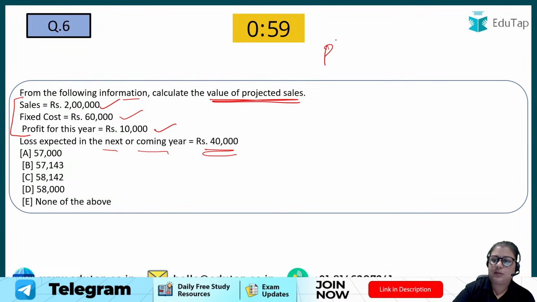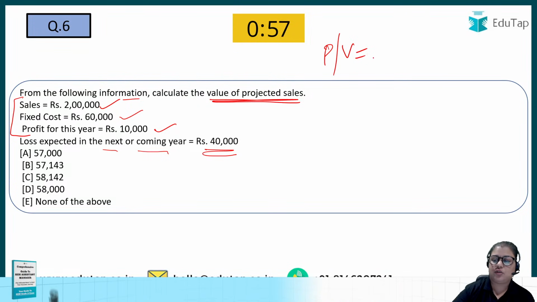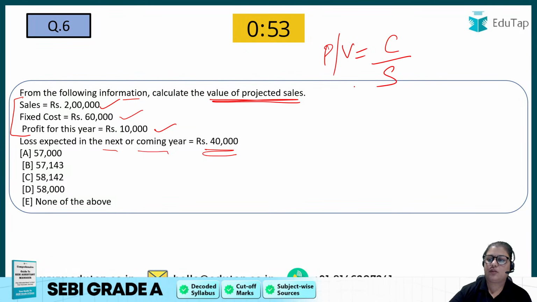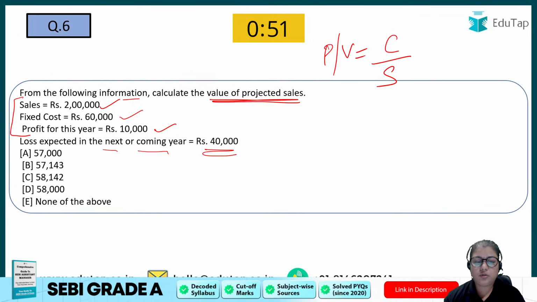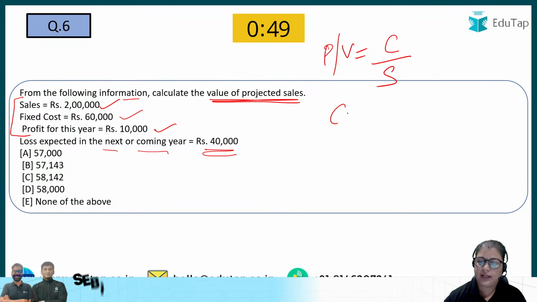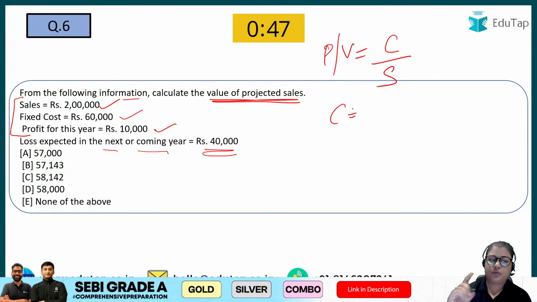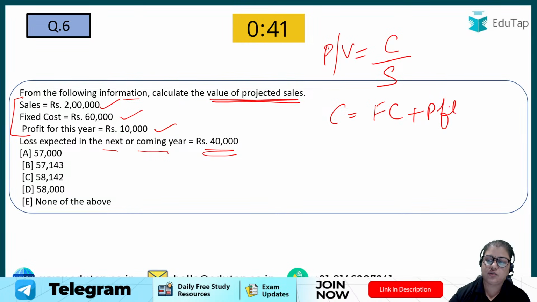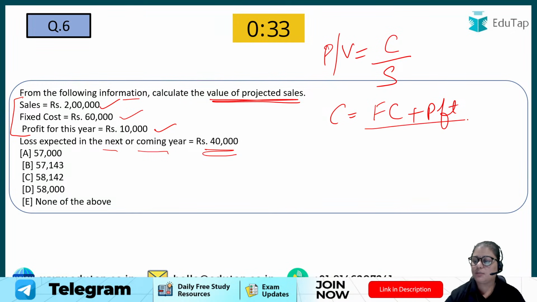Let me first tell you what PV ratio is. PV ratio is the ratio of contribution to sales. Now I don't have the contribution. How will I calculate it? I told you in the first question that contribution has one more formula, that is fixed cost plus profit, because variable cost is not given to me, so I cannot take the first formula, sales minus variable cost. So I will have to take fixed cost plus profit.